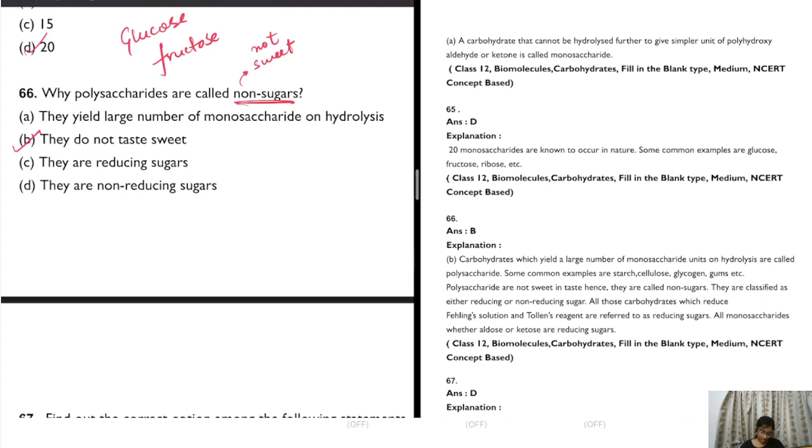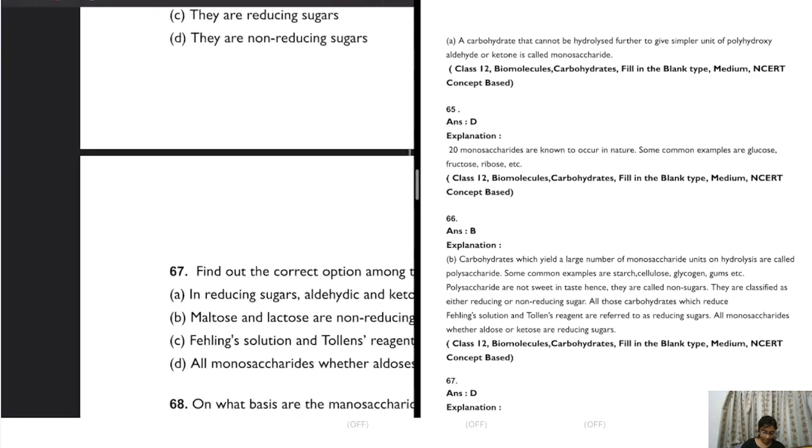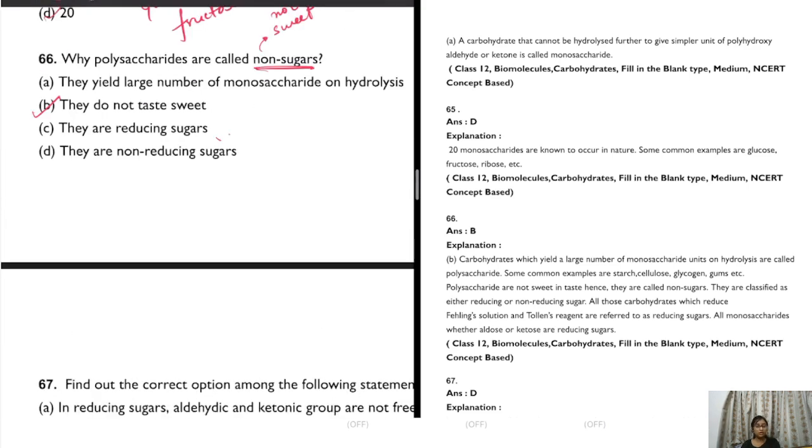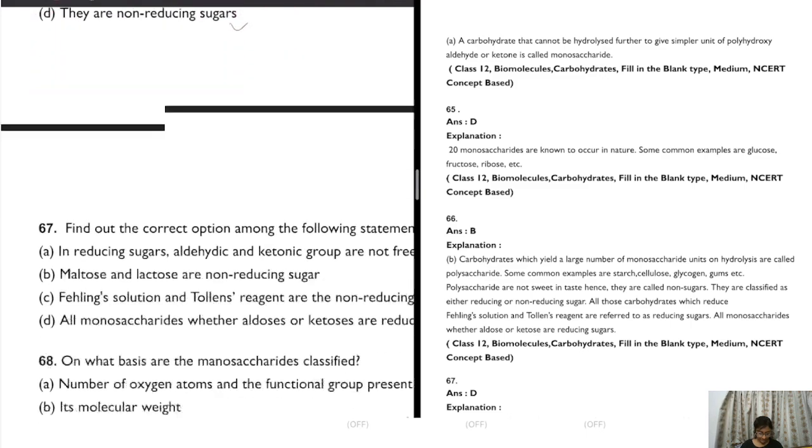They are reducing sugars, they are non-reducing sugars. See, they are not sweet in taste, but they can be either reducing or non-reducing. So all those carbohydrates that will reduce Fehling's and Tollens' reagent will be reducing sugars, and the sugars which do not, they are non-reducing. So the correct answer is B. Let's see the next question.